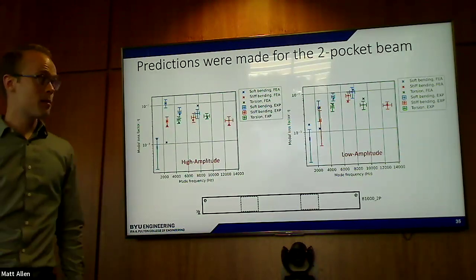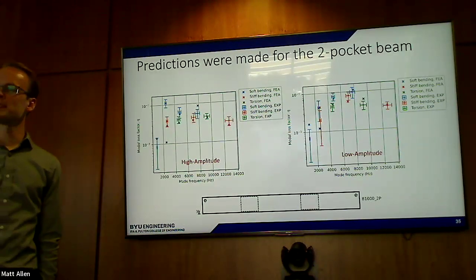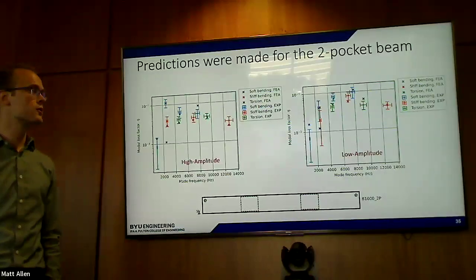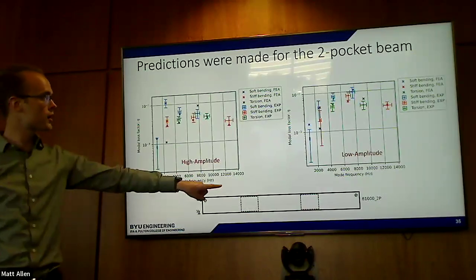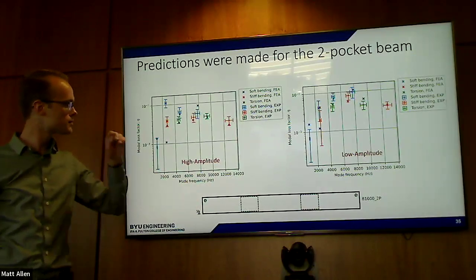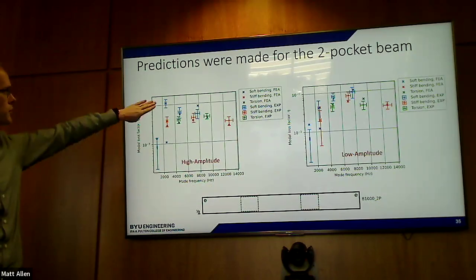Okay, so next we had that model and we could use those material properties that we found to make predictions of different parts. So this is the two-pocket beam. And for now, let's ignore the second soft direction bending mode.